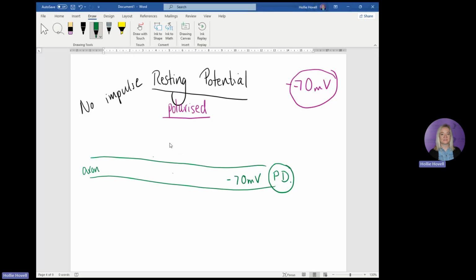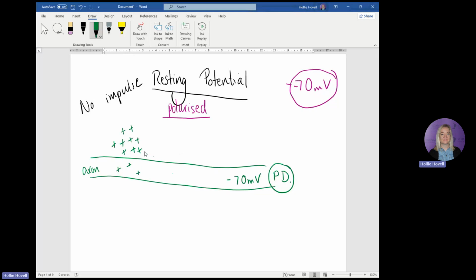Now, as we go through talking about resting potentials and action potentials, we only talk about sodium and potassium ions, and both sodium ions and potassium ions are positive ions. We never talk about negative ions. So it's just that there are more of these positive ions outside and fewer positive ions on the inside.